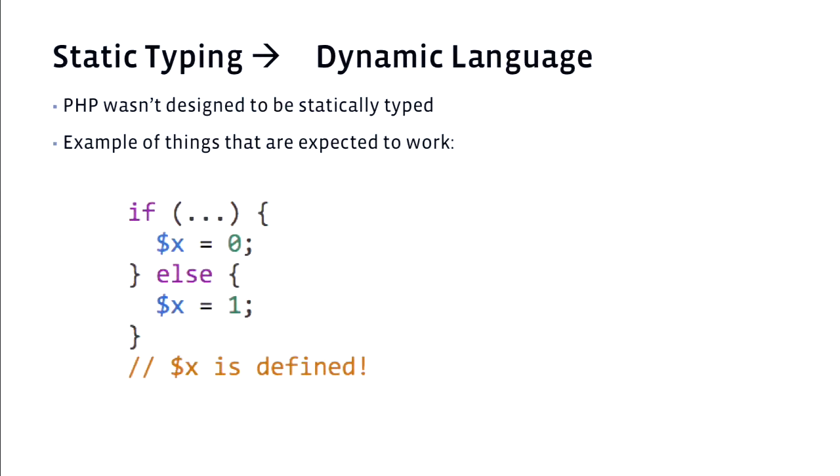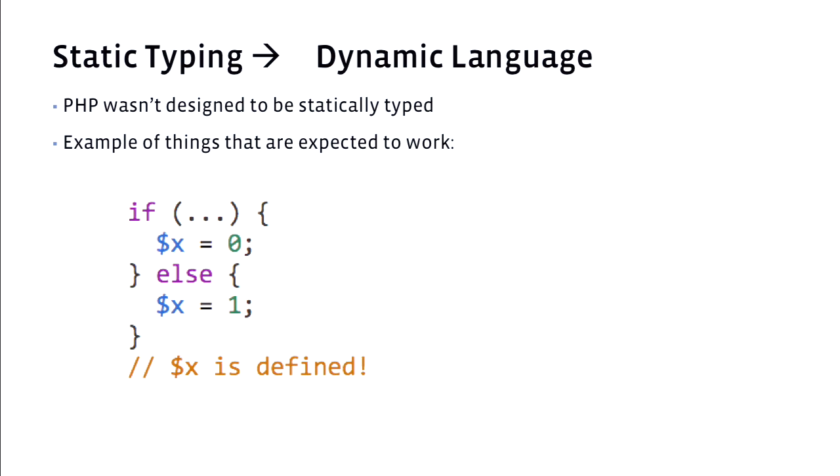PHP was not designed to be statically typed. And so one of the challenges of this project was to retrofit a type checker, a type system, within the language. I picked one example that makes that difficult. It's a pattern that is very common among PHP developers. They write an if statement, and in this case, they define $x in both branches of this if statement. And in PHP, you would expect that at this point, $x is defined, and it's an integer, and it's fine to use it.